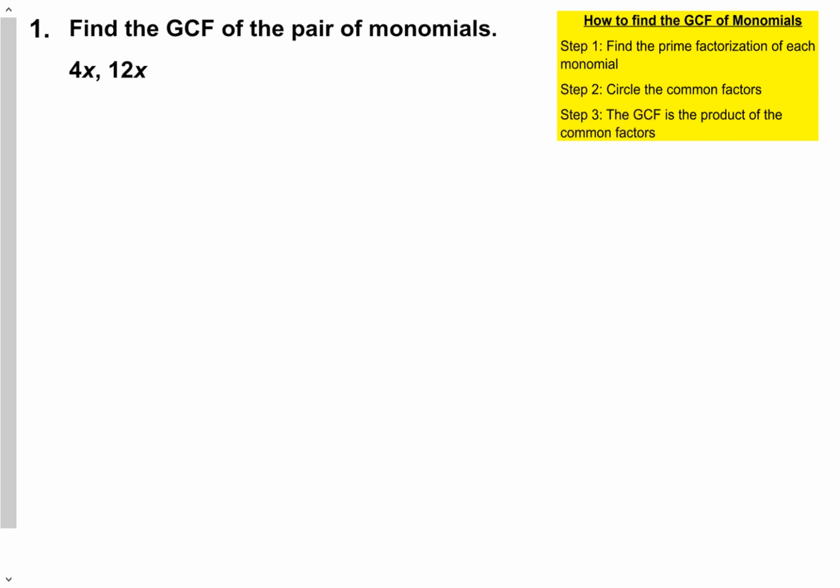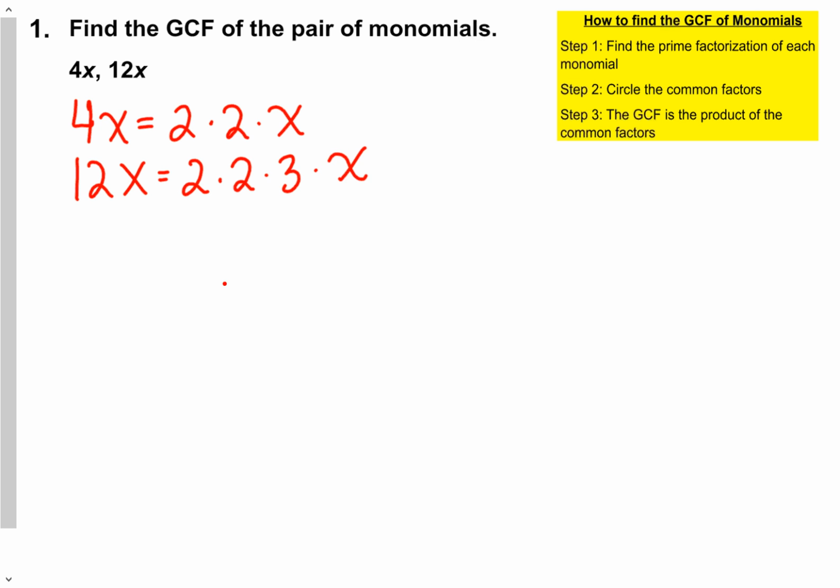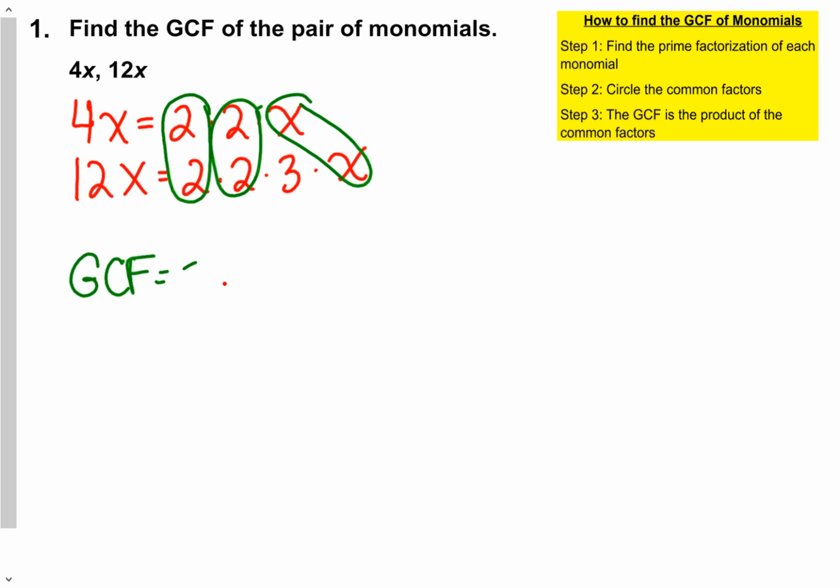Find the GCF of the pair of monomials, 4x and 12x. So 4x can be written as 2 times 2 times x, and 12x is written as 2 times 2 times 3 times x. Now we're going to circle our common factors, 2, 2, and x. So our greatest common factor is going to be the product of those factors. So that equals 4x.